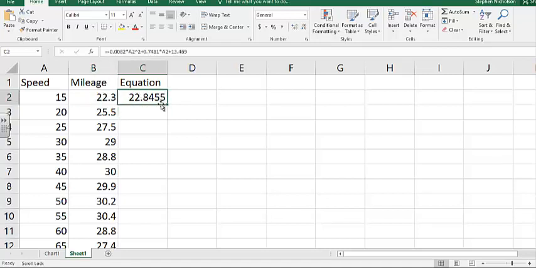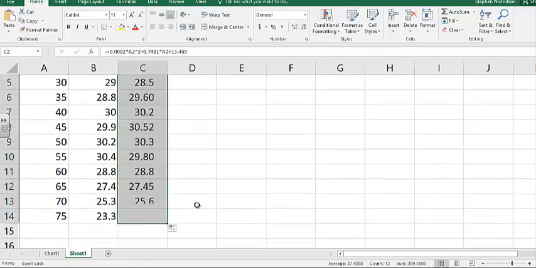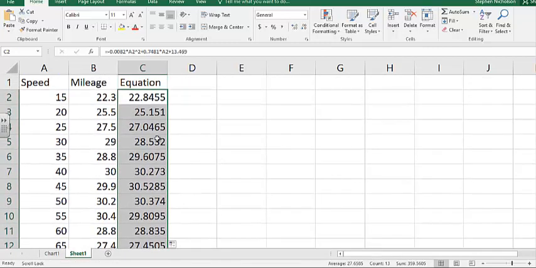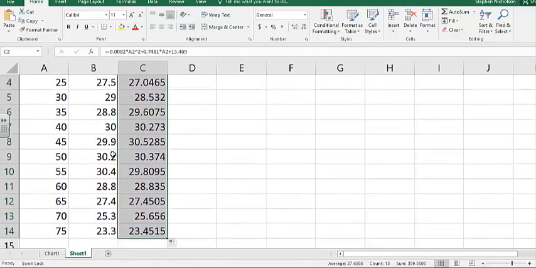And then to copy the formula, you just click on the cell, grab this corner, drag it down. That copies the equation, and you'll see that the numbers match up pretty closely.